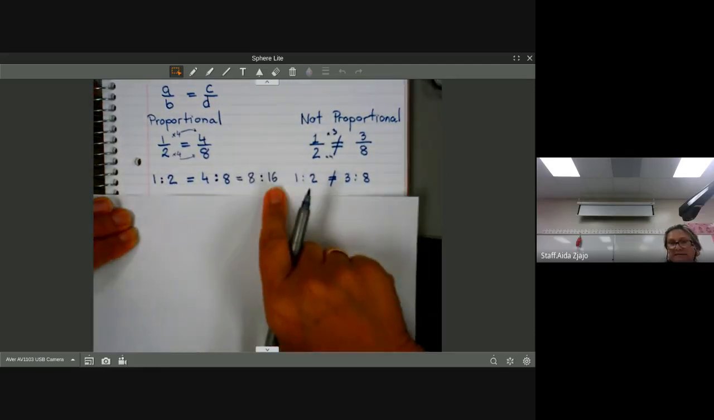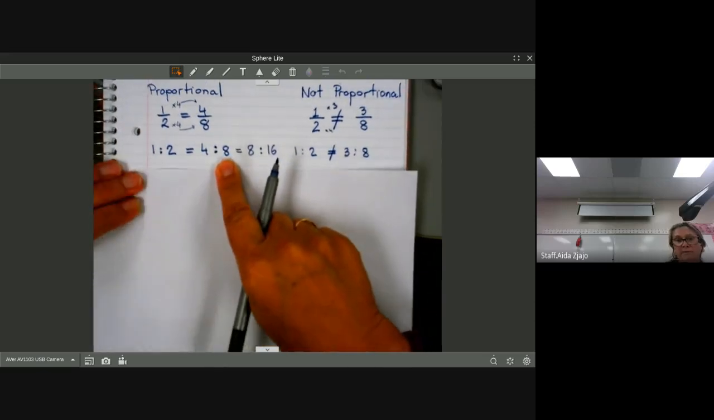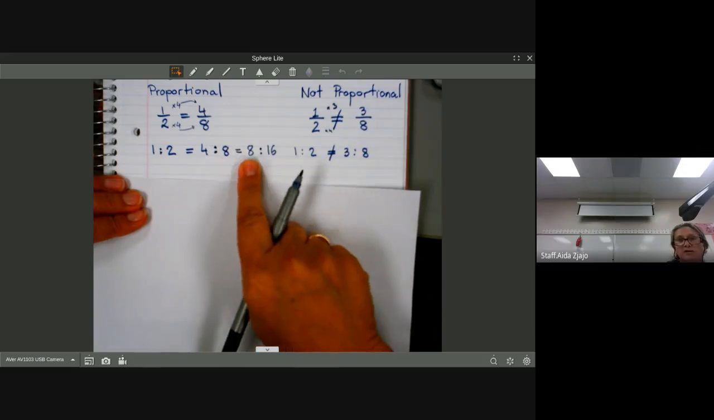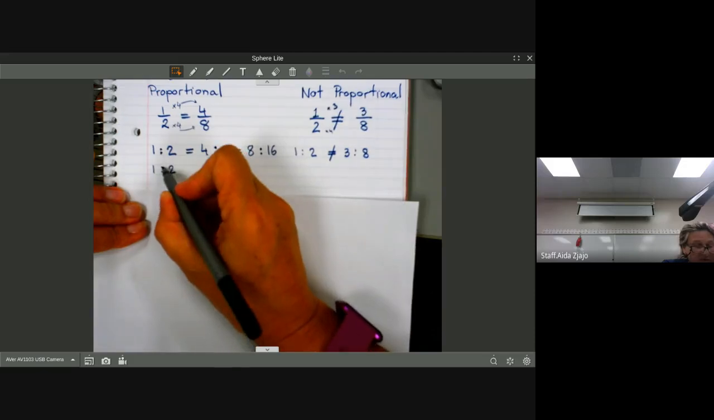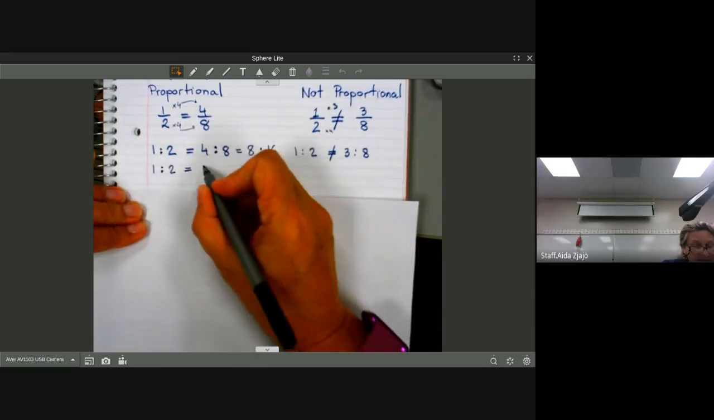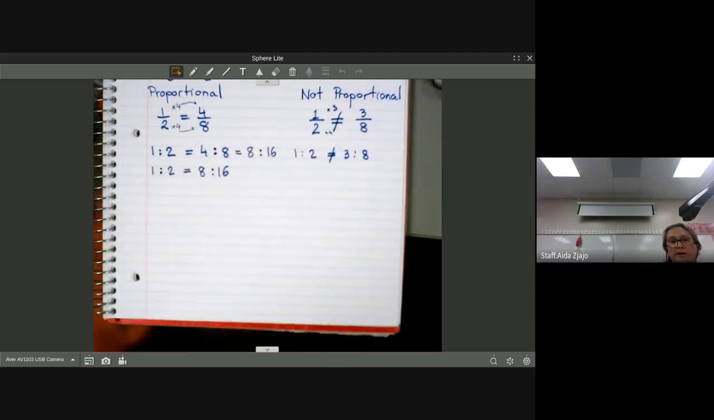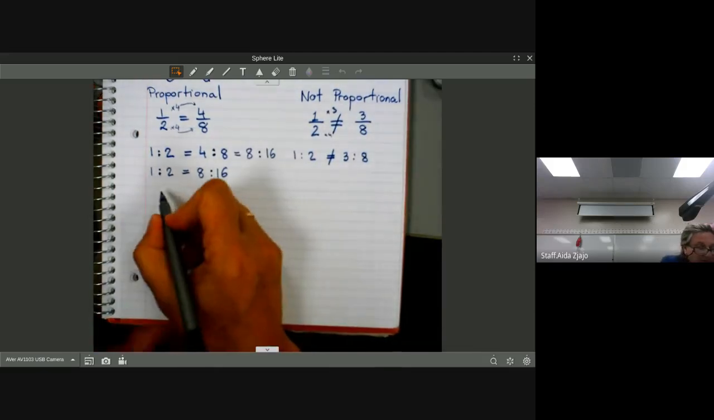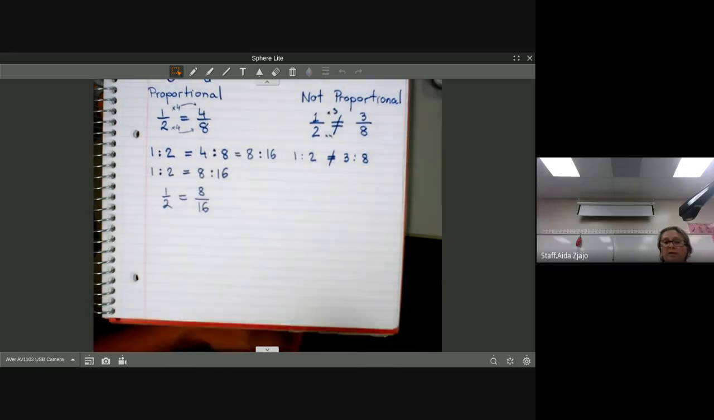I can get 16, correct? Because 8 times 2 is 16. So I can see this as 1 to 2 is proportional to 4 to 8, and it's also proportional to 8 to 16. So if I want to find another proportion that is 1 to 2, it is the same as 8 to 16. So that's also another number that is proportional to 1/2. You can see 1/2 is proportional to 8/16. You can do this with as many numbers as you like.